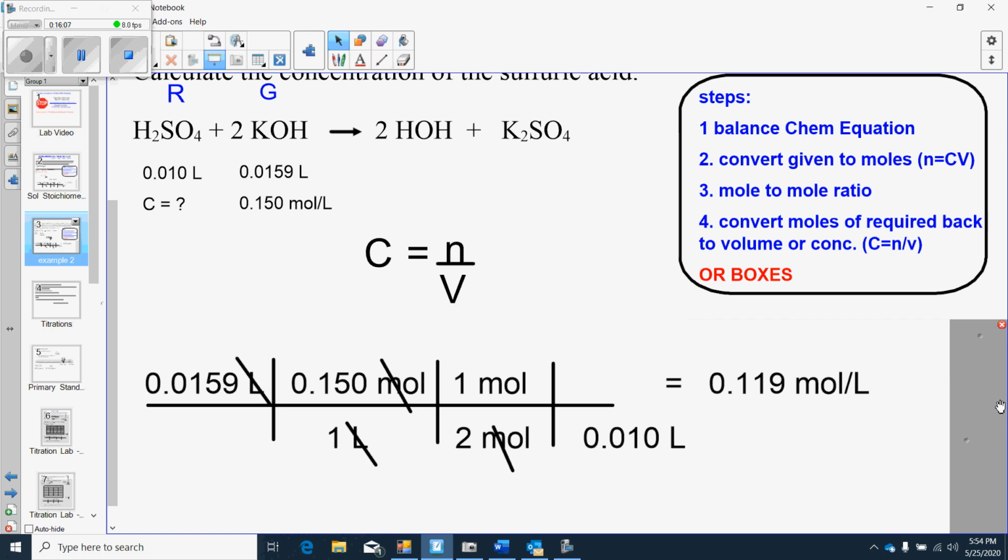So hopefully, and that was quick, but I wanted to also get the lab done. So I wanted to show you a couple examples of solution stoichiometry, show you that it's very similar to any type of stoichiometry. You're just starting with concentration and finishing with concentration or volume. Okay, here we were looking for a concentration. Last example, we were looking for volume.